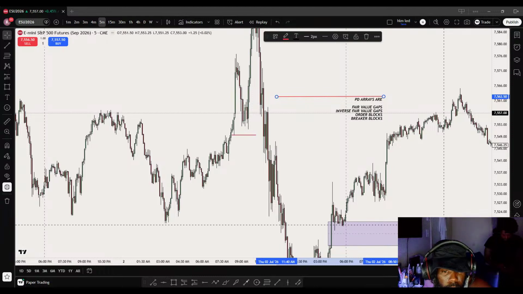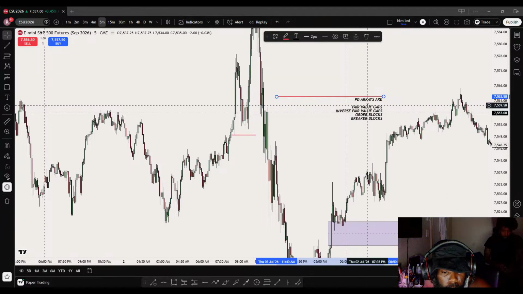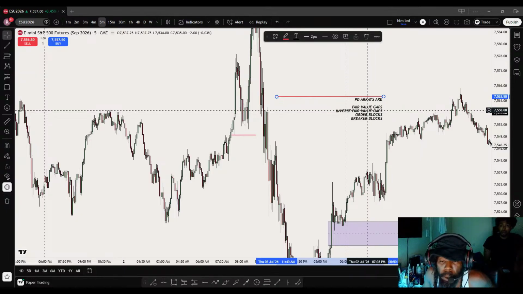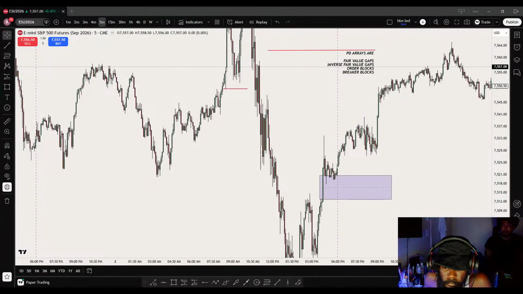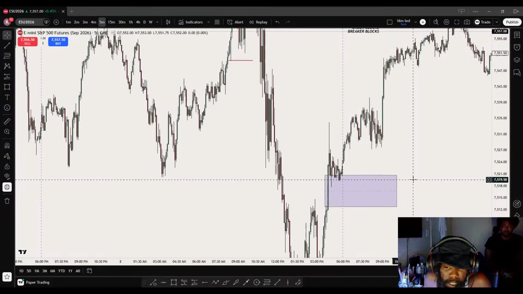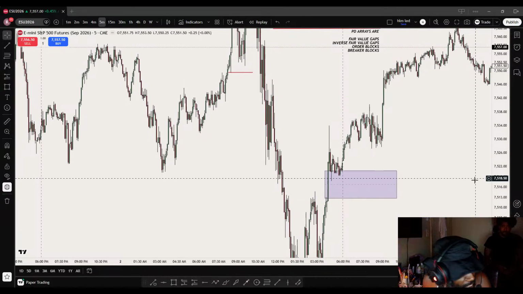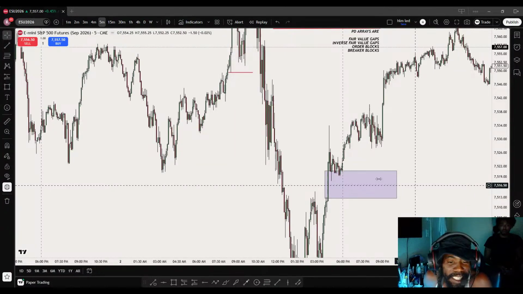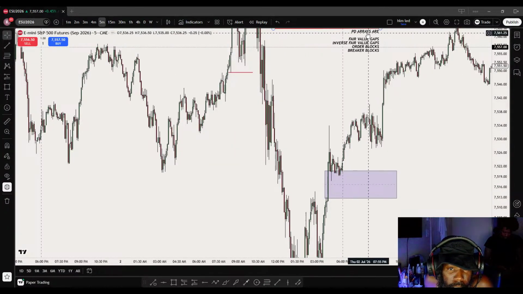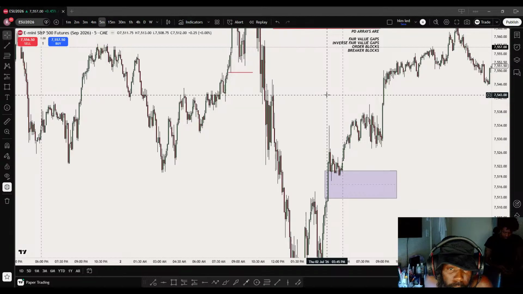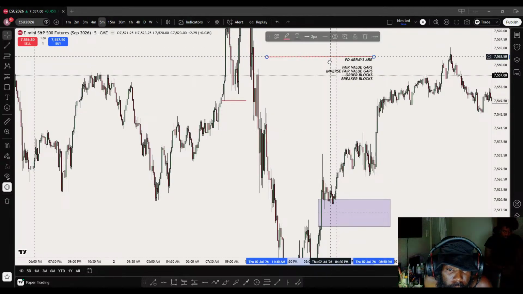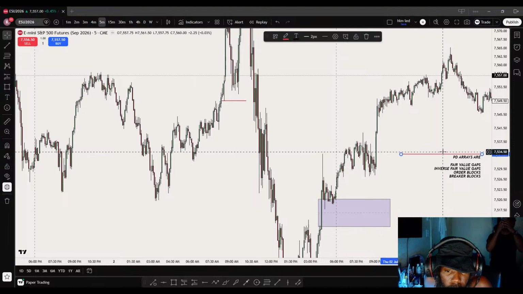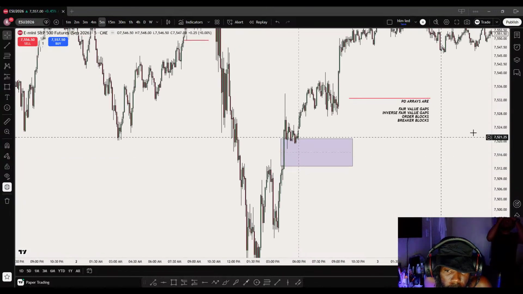So let's go over the first one. Let's go over fair value gaps. And remember, the lesson on today's session is PD arrays and how they are used. So this is what they are. Let's keep this in close proximity.